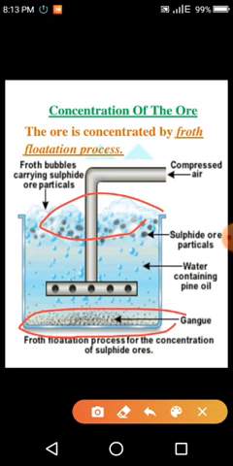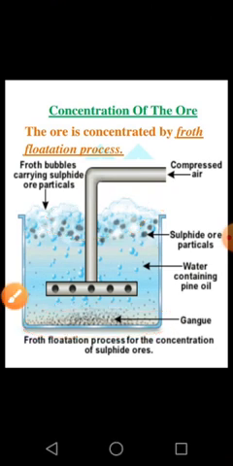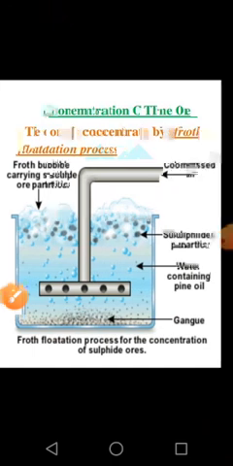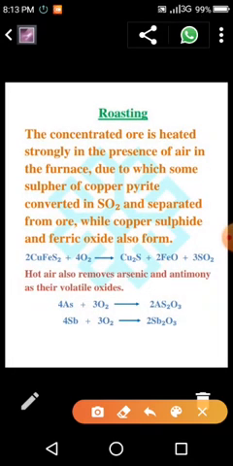It means we did not touch the ore, but we decreased the amount of impurities or gangue particles, and by the reduction of gangue particles we increase the concentration of the ore. Now the ore has been concentrated. Now move towards the next step, which is roasting.